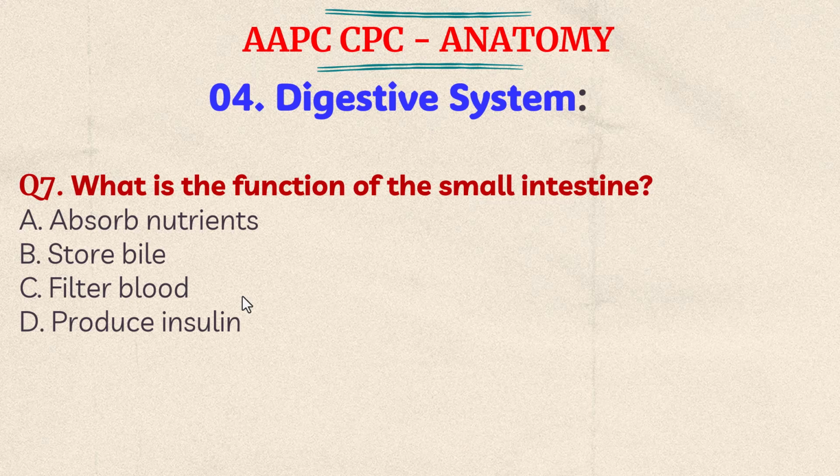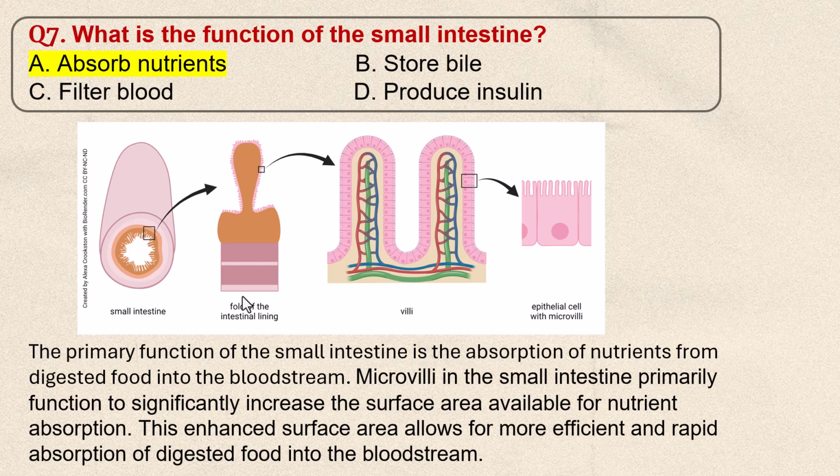Question number 7. What is the function of the small intestine? A. Absorb nutrients. B. Store bile. C. Filter blood. D. Produce insulin. Think the answer. The correct answer is A.